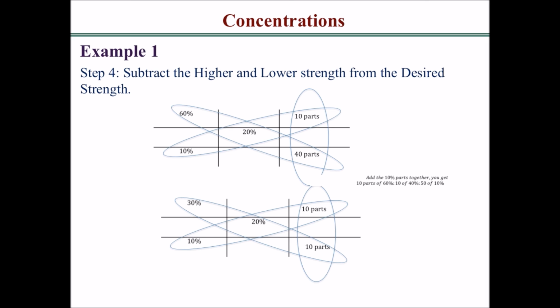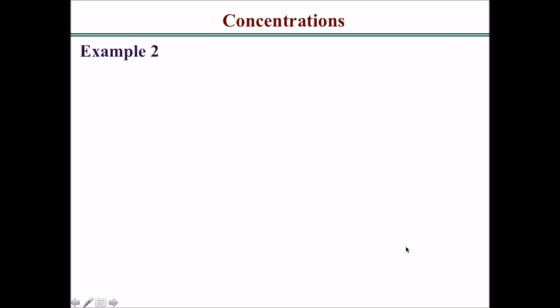Then you want to add the 10% parts together. So that would be this 40 parts of 10% and this 10 parts of 10%. You would get a total of 50 parts of 10%. Now it asked you respectively for the proportion. So you have 40 parts of the 60%, 10 parts of the 30%, and 50 parts of the 10%.